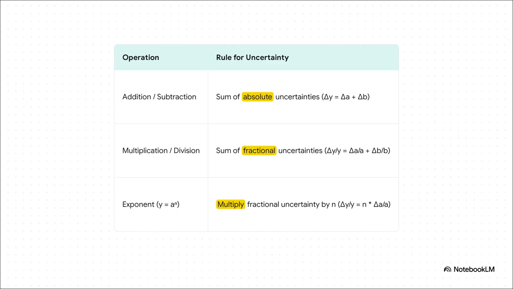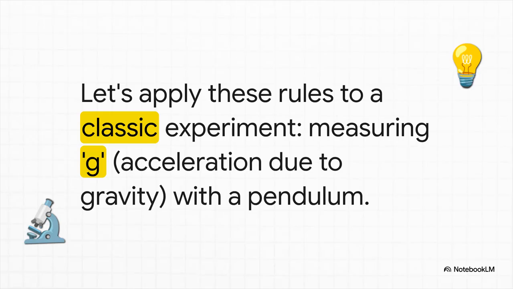So what happens when you use these uncertain measurements in a calculation? Well, the uncertainties combine, or propagate. This table shows you the rules for how it all works. And notice, the rules are different. When you add or subtract, you just add the absolute errors together. But when you multiply or divide, you have to add the percentage errors. That's a key difference. Okay, theory is great and all, but let's actually see this stuff in action.